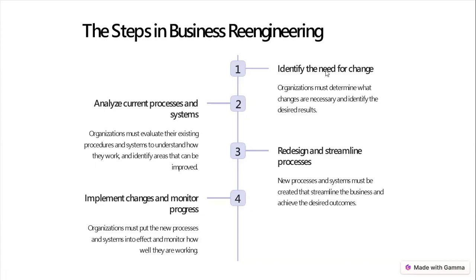Do they hire qualified people? If not, why, and how should they improve that in the employee section, or why is it that the business is having those issues? Maybe they hire incompetent people, or they have poor engineers, or they don't have strategic people. So redesign and streamline the process, and new processes and systems must be created that streamline the business.